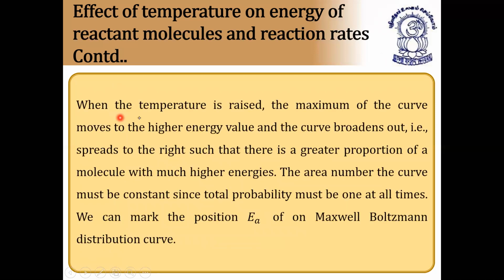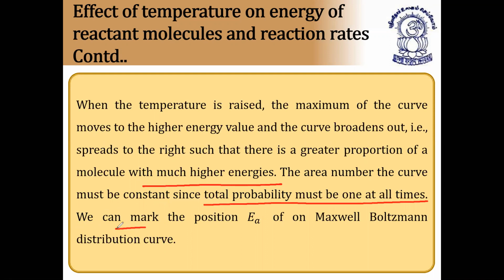When the temperature is raised, the maximum of the curve moves to a higher energy value, and the curve broadens out, that is, spreads to the right, such that there is a greater proportion of molecules with higher energies. So when you increase the temperature, more molecules will possess threshold energy. The area under the curve must be constant, since total probability must be 1 at all times.